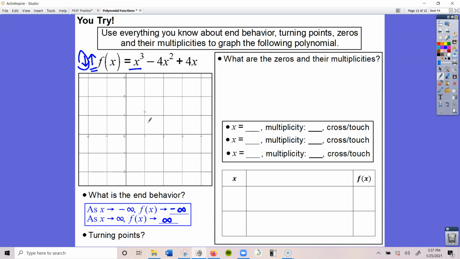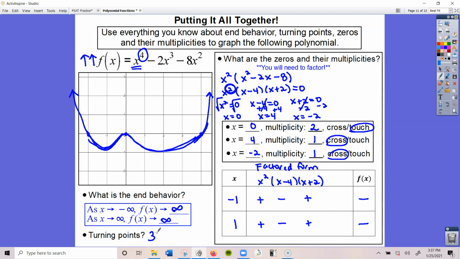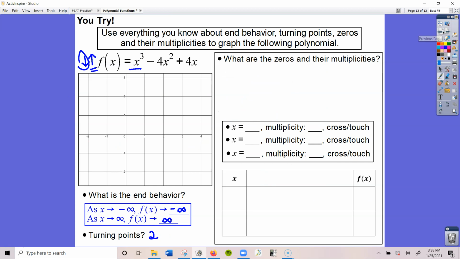Based on my degree, since this is a cubic function, that means I'm going to have at most 3 x-intercepts and only 2 turning points. Now the turning points don't necessarily help us in the graphing process, but they do help us to make sure that we're doing this correctly. So for example, here, we said that we would have at most 3 turning points, which I have one here, here, and here as well. So only 3. If you had more than what you were supposed to, then you know something went wrong and to try again.